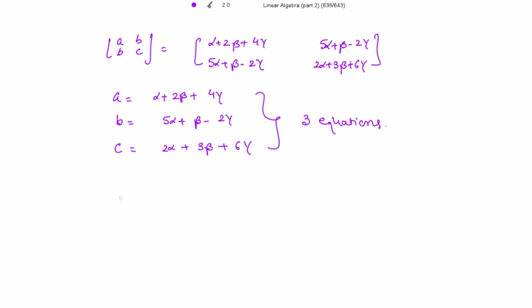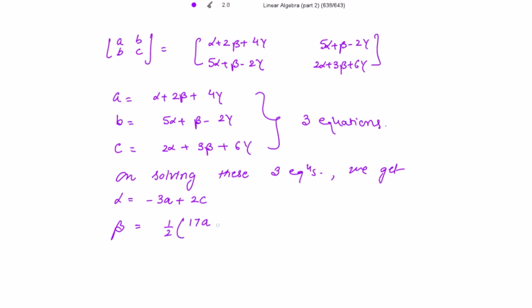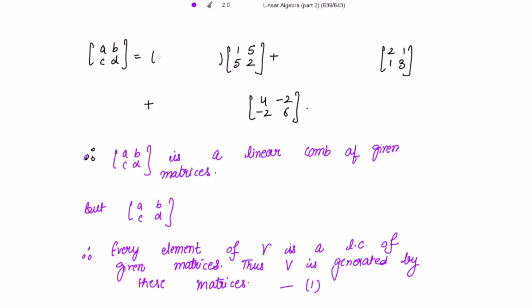When you solve these three equations, we get alpha equal to minus 3a plus 2c, beta equal to 1/2 of (17a plus b minus 11c), and gamma equal to 1/4 of (minus 13a minus b plus 9c). So you get alpha, beta, gamma now in terms of a, b, c. Just putting these values of alpha, beta, gamma into equation 1, we get: putting the value of alpha, minus 3a plus 2c, then the value of beta, half of 17a plus b minus 11c.